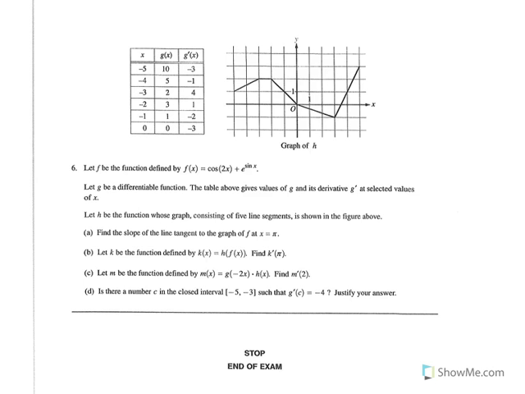Part B. Part B says, let k be the function defined by k equals h of f of x. Find k prime. So that's what I said with these general rules. I've got to find the derivative of this composed function, so the chain rule. The chain rule is the derivative of the outside, leave the inside alone, times the derivative of the inside, f prime of x.